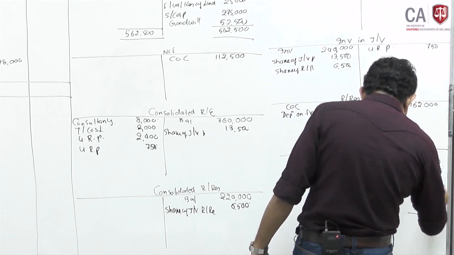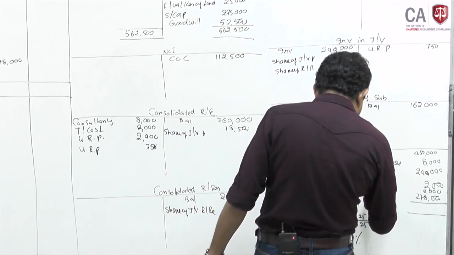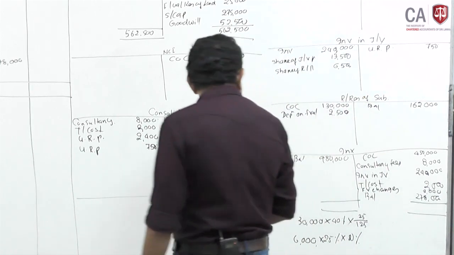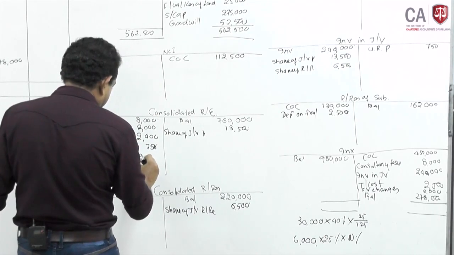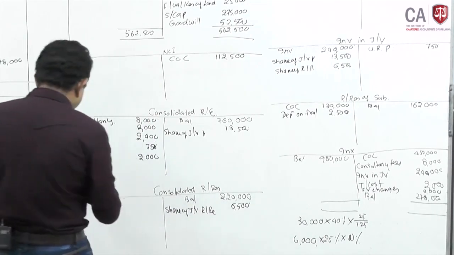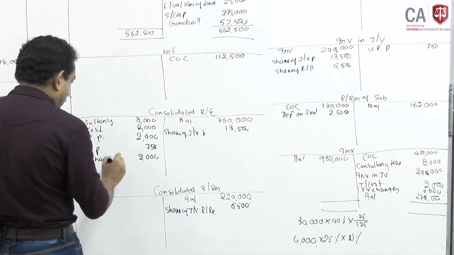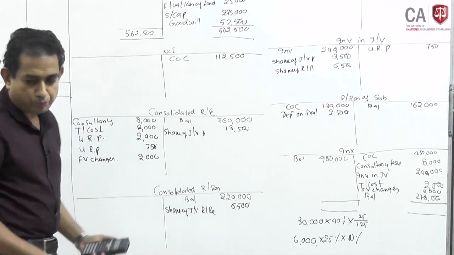and let me put it here. Fair value changes, and let us debit it to the parent company's profit, 2,000. Fair value changes of investments, 2,000.